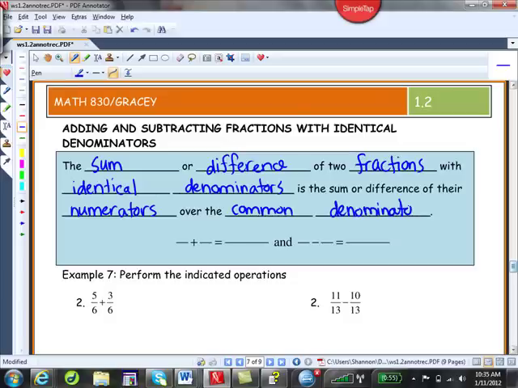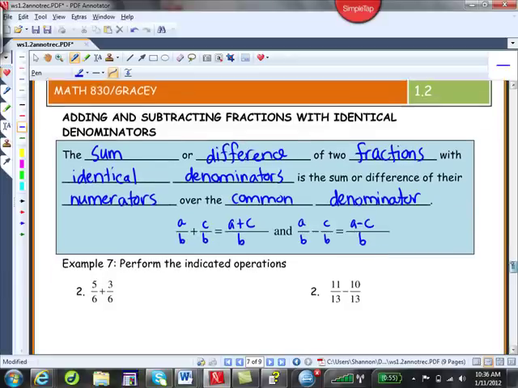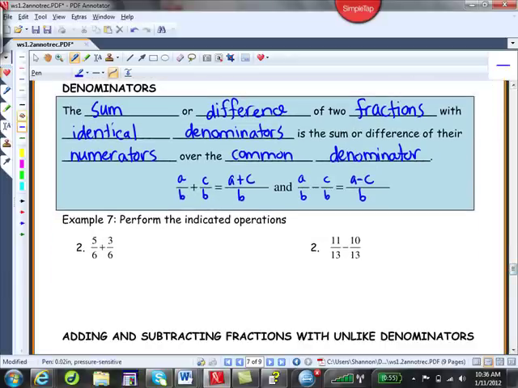Okay. So if we had a over b plus c over b, we would get a plus c all over b. And if we had a over b minus c over b, you got it, we'll have a minus c all over b. So why don't you guys try the next one? Oops, sorry, I see a little typo here. My bad. This, of course, would be the first one.